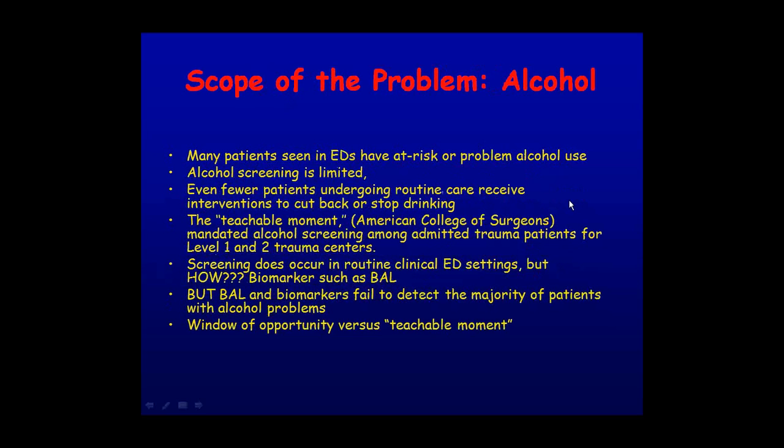So continuing here, I'm going to focus a little bit more on the alcohol, and then I'll move to the drugs. And as I mentioned, a lot of the patients presenting to the EDs have at-risk or problematic alcohol use. Unfortunately, the alcohol screening is limited, and very, very few patients undergoing routine care receive interventions to cut back or stop drinking. So the patients would show up, let's say, with heart-related problems, and they report that they've been using alcohol. Not much is done about the alcohol.